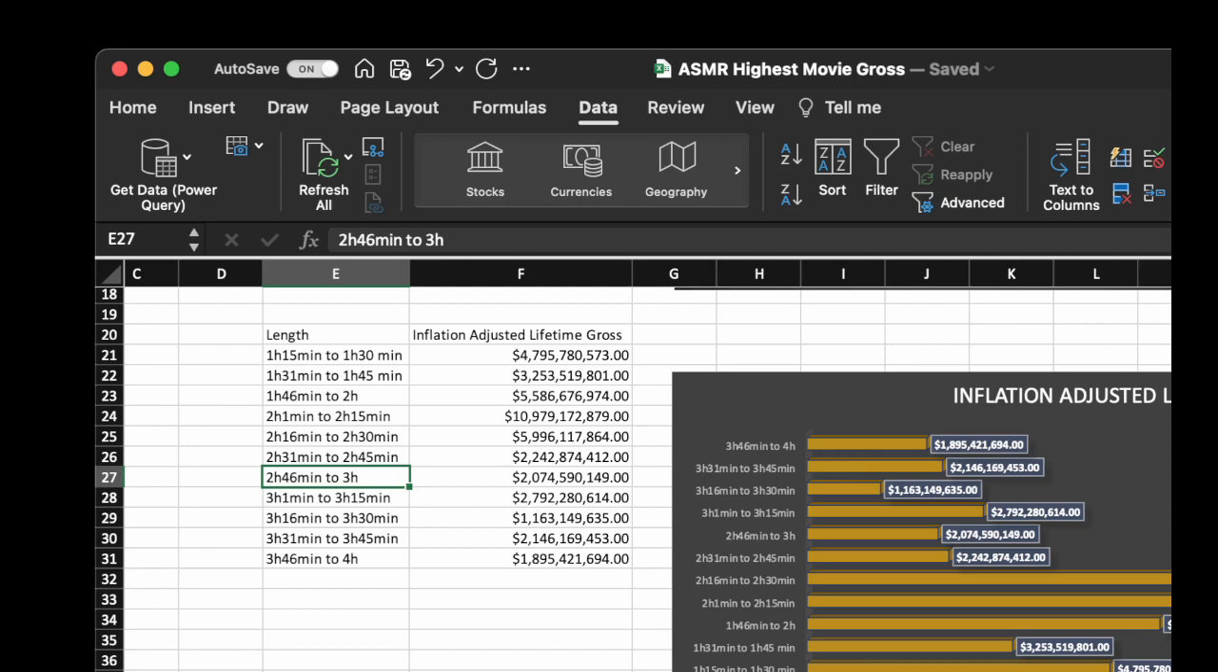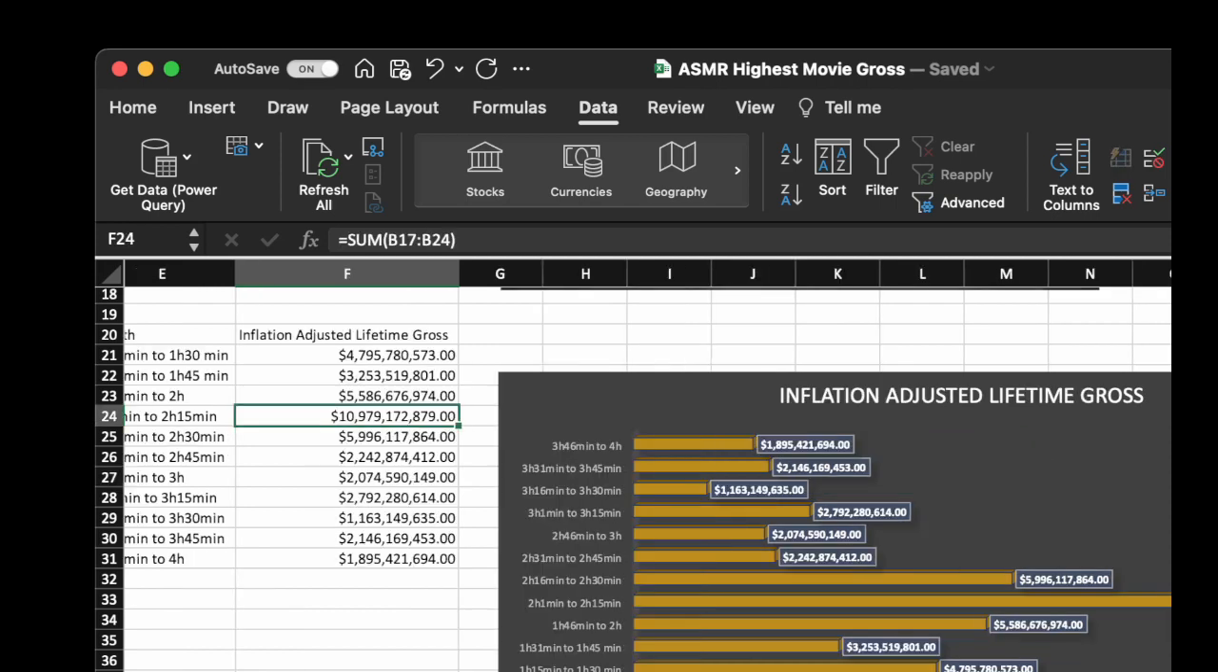And as you can see, the clear winner is 2 hours and 1 minute to 2 hours and 15 minutes. Yeah, it's not really even close. So that's the ideal length for the movie.